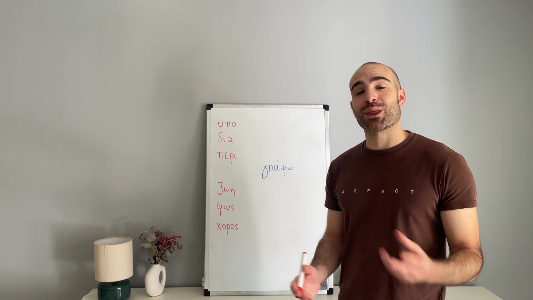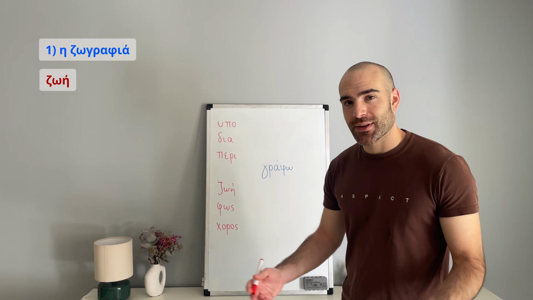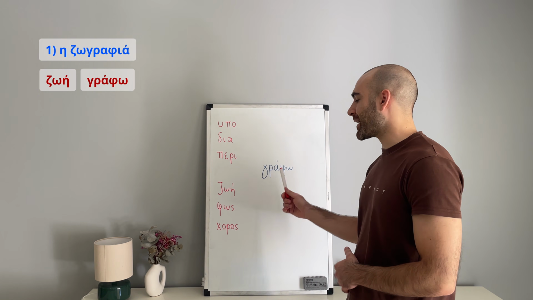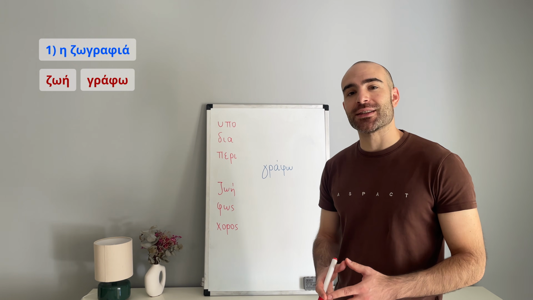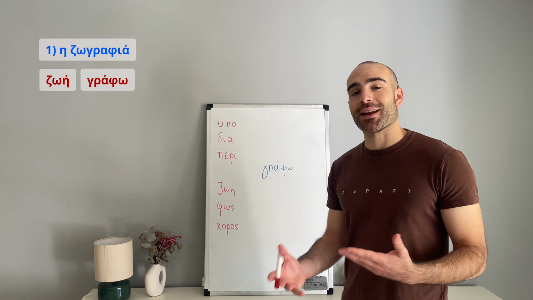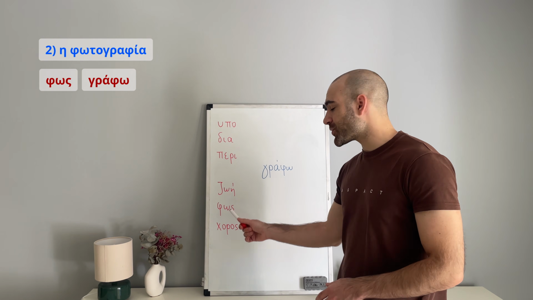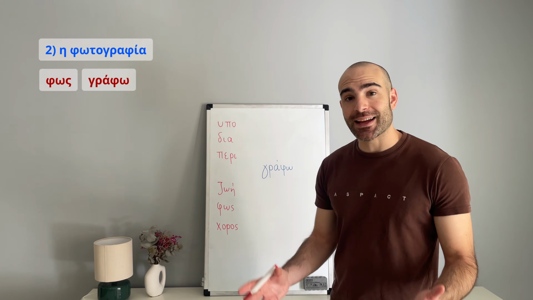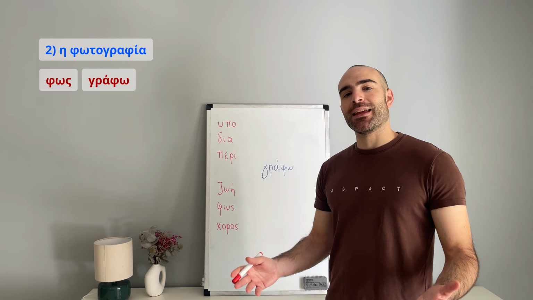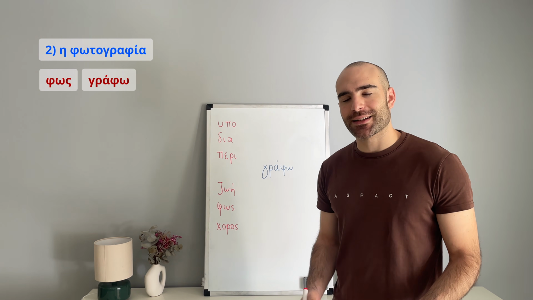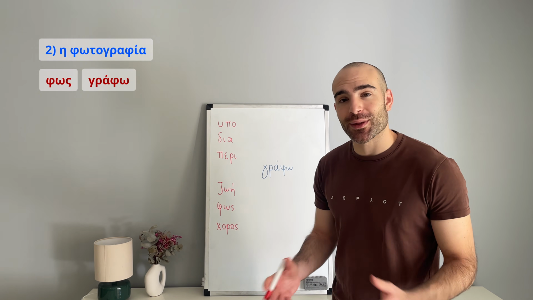But now we're going to see 3 nouns. Ζωή in Greek means life. If we combine ζωή and γράφω, we have η ζωγραφιά, which is the painting in Greek. Or in other words, writing life. Then we have phos, and that means the light in Greek. So if we combine these 2 together, we have η φωτογραφία, which is the photograph. Or in other words, writing with light.